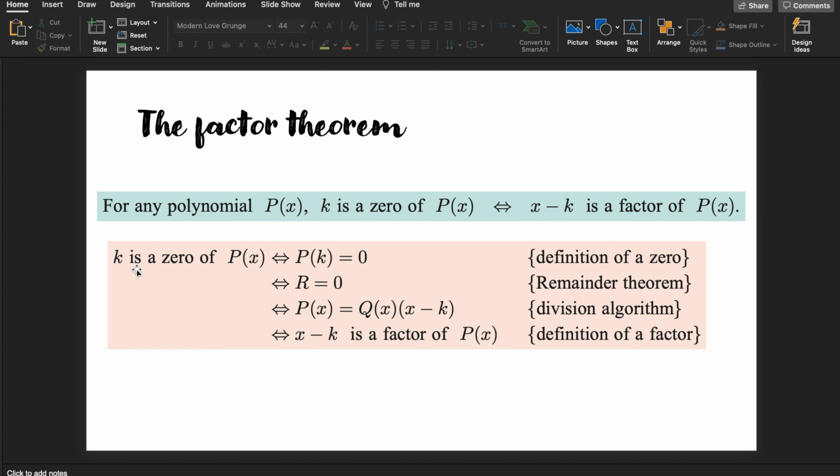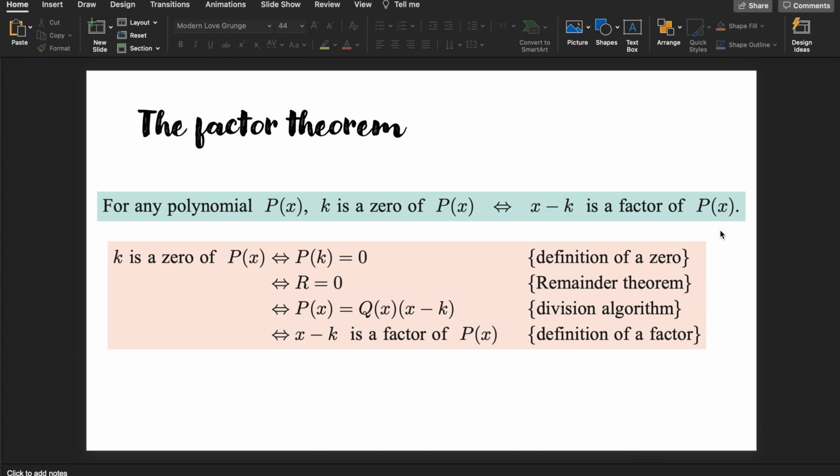So what you do is you do the same thing as the remainder theorem, except if you get a value of 0, which is the remainder, it means that it is a factor. So that's what the factor remainder theorem essentially is. So if k is a 0 of the polynomial, then p of k will be 0, meaning that the remainder will be 0. And essentially it shows that x minus k is a factor of p of x.